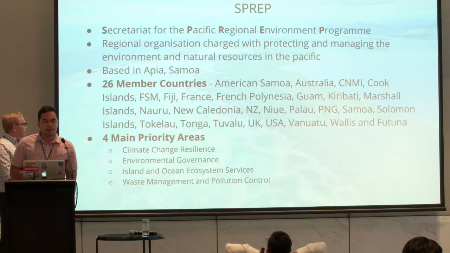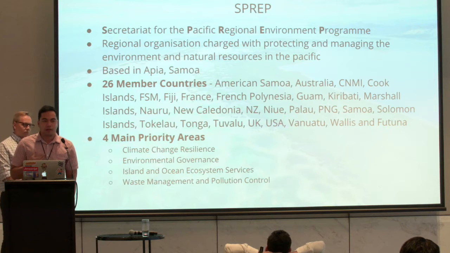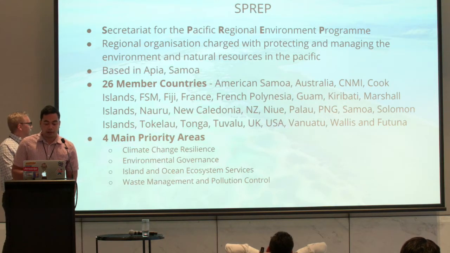SPREP operates in these 4 main priority areas that you see up there. The iCLIM project is actually part of the first one there, the Climate Change Resilience Program. And the program that I'm in now with my new project is under Environmental Governance. These are the 4 main areas that SPREP has identified as the key areas impacting the Pacific.